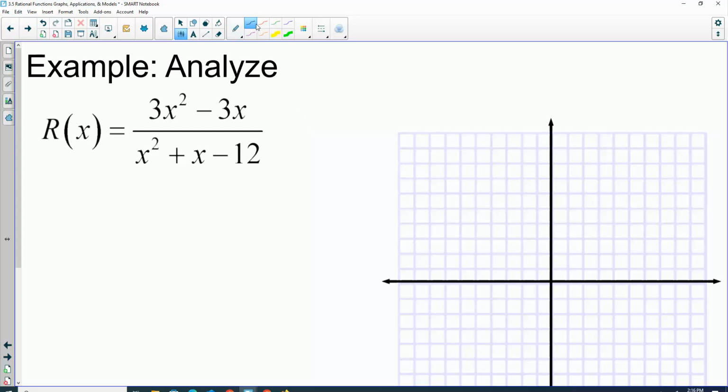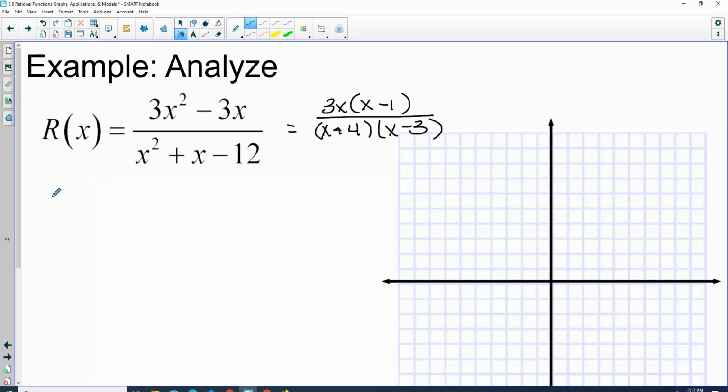So the top, we could factor out a 3x. That leaves us with x minus 1. On the bottom, that would factor into x plus 4, x minus 3. So nothing cancels. Then we go through all of the different pieces of information.